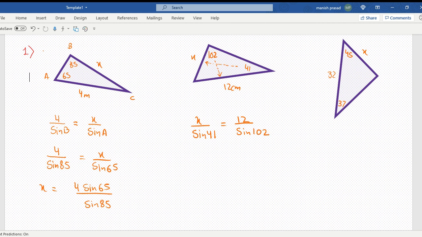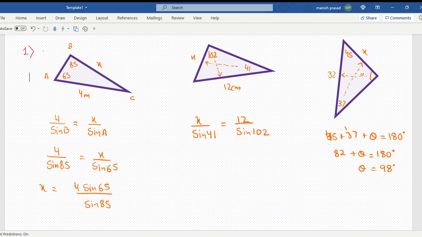Okay, that's easy. Opposite to 32, we do not know the angle. Opposite to X is 37. So, first let's find this angle. We know that 45 plus 37 plus the angle is always 180 degrees in a triangle. So 82 plus angle is equal to 180 degrees. So the angle will become 98 degrees.